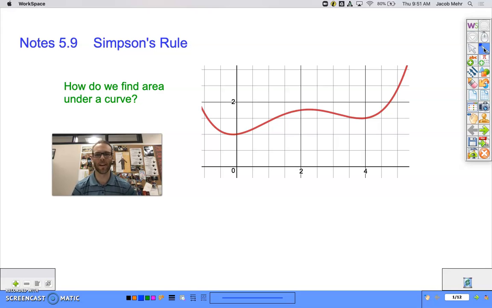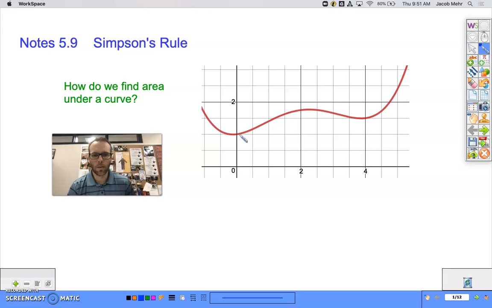And that's what we're going to look at today. Sorry, I got an email. We're going to look at how we could use parabolas to approximate the curve.